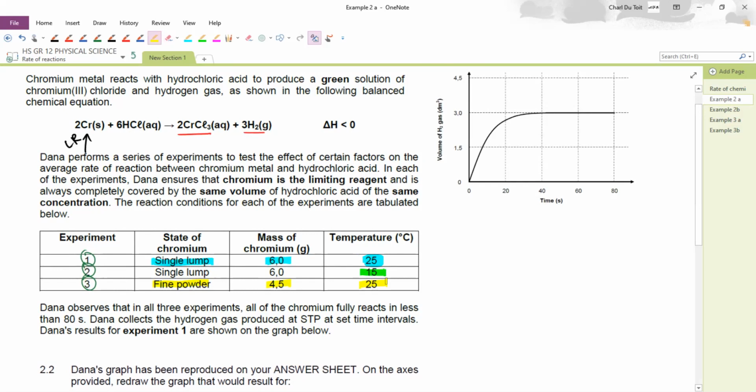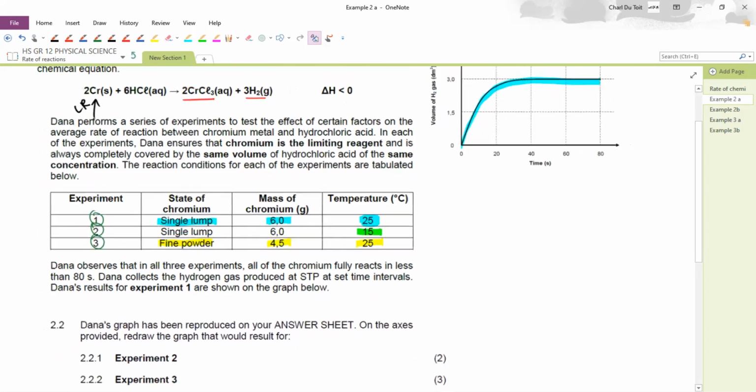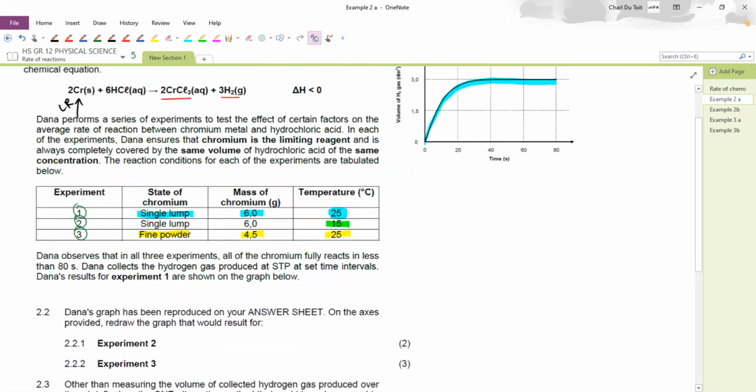Now, Dana observes that in all 3 experiments, all of the chromium fully reacts in less than 80 seconds. Great. Dana collects the hydrogen gas produced at standard temperature and pressure and set time intervals. The results are of experiment 1. So that graph is experiment 1, the blue one. Now, they're going to give you that graph again on an answer sheet, and they want you to draw experiment 2 and 3. So maybe you want to give that a go.